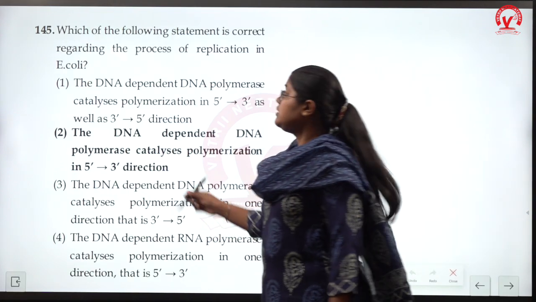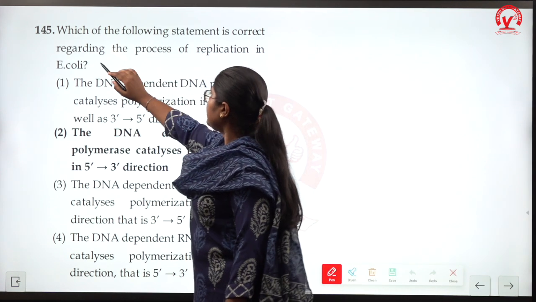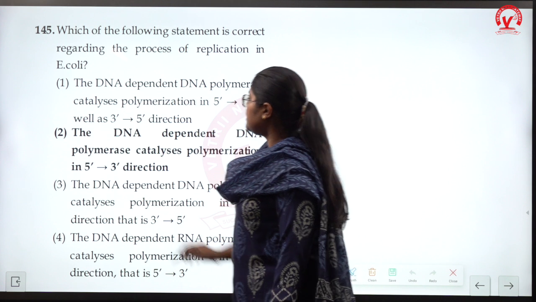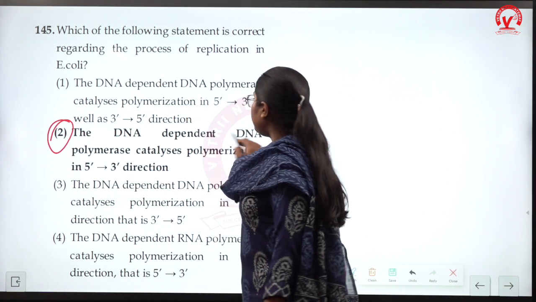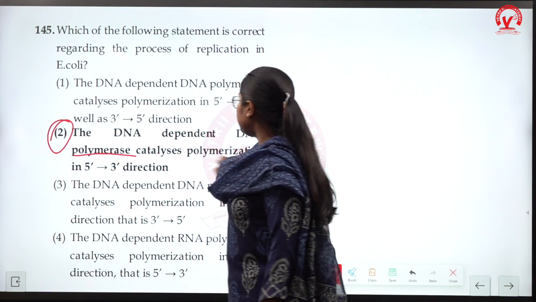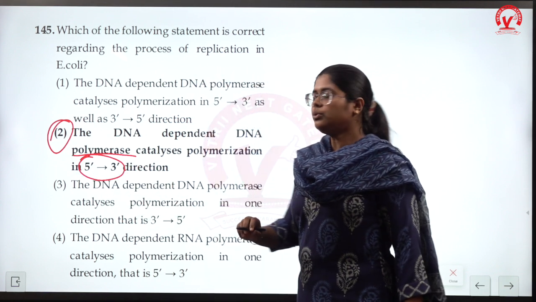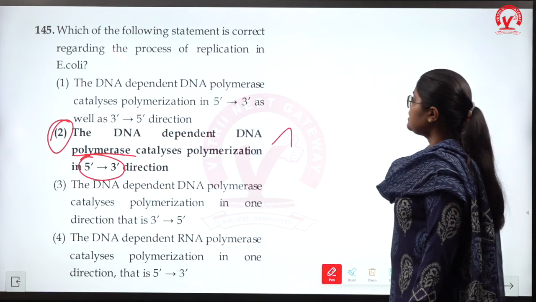So next question, which of the following statements is correct regarding the process of replication in E. coli? DNA dependent DNA polymerase catalyzes polymerization in the direction 5 prime to 3 prime. So second option is correct.